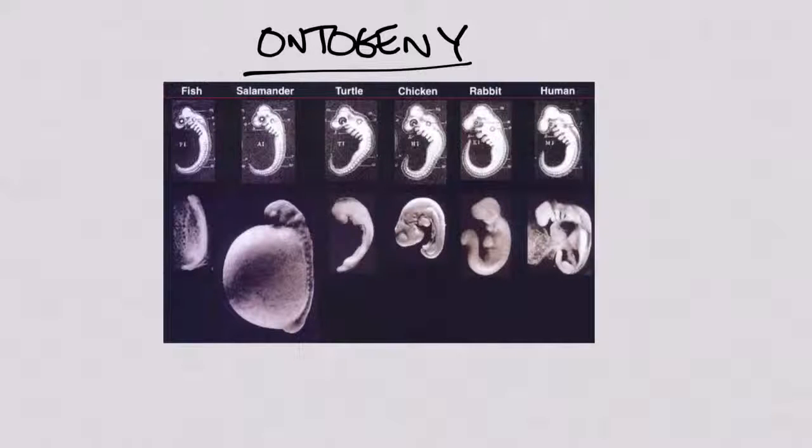If you were to look at the embryos, the developing embryos of fish, salamanders, turtles, chickens, rabbits, humans, you'll see that the structures at the very beginning of development are remarkably similar. This is evidence for evolution because it goes to show that very early on in development, how we develop across all these species is shared.